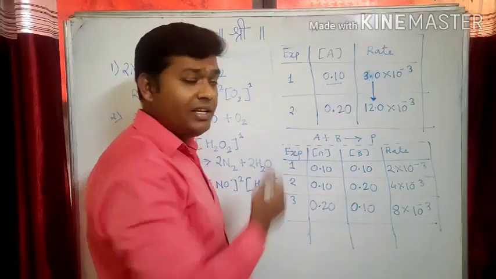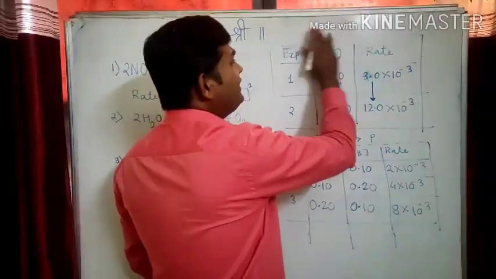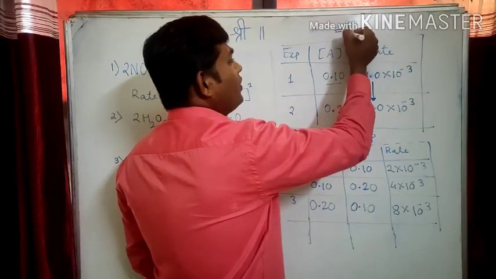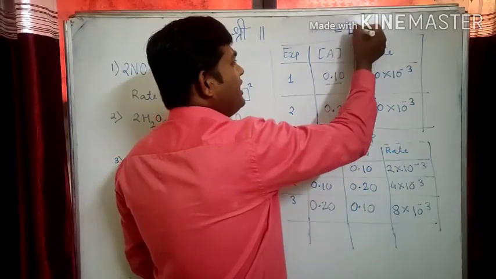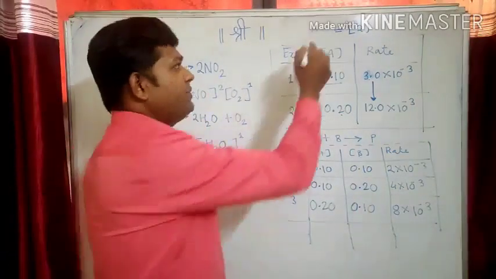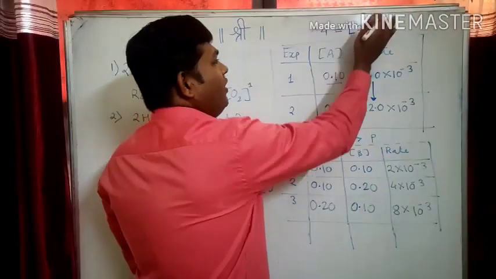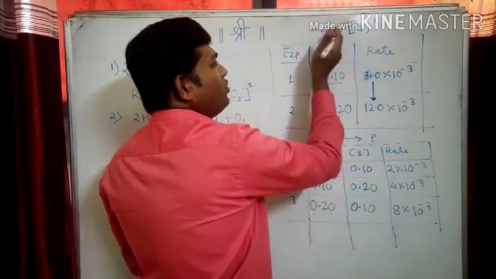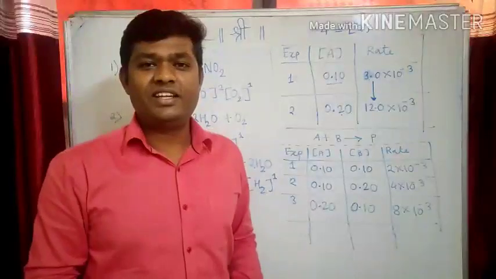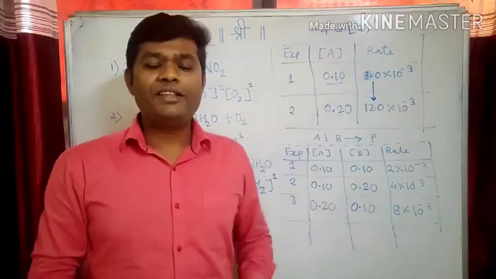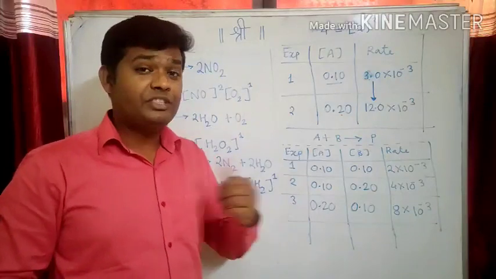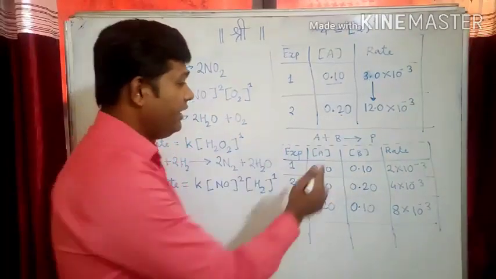What will be the order of reaction? Let us solve. For this, how will you write the equation? Concentration of reactant A increases 2 times. What is the change in the rate? Rate increases 4 times. So 2 to the power n is equal to 4. So what will be the power? 2 raised to 2 is 4. So the order of this reaction is 2. So how do we determine the order of reaction? By experiment.